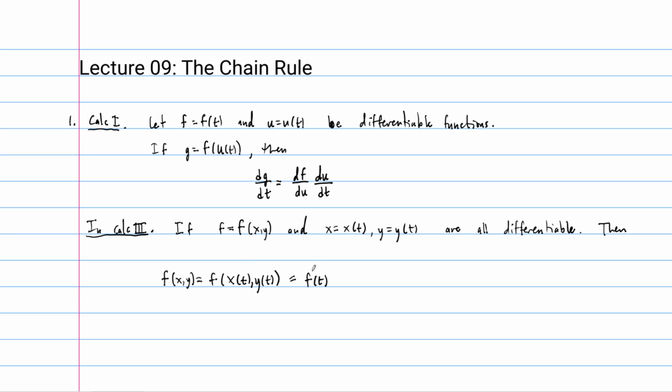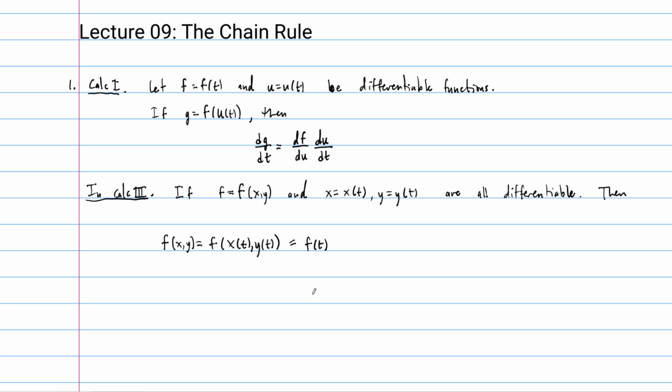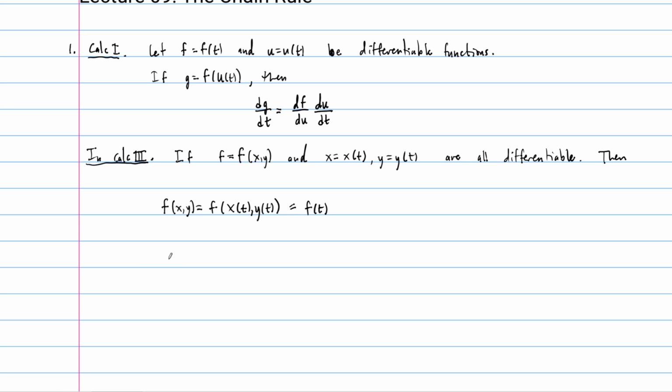However, I shouldn't have said a Calc 1 function. It's a function of one variable, but it is different, right? Because it itself comes from a function of two variables where each of those are parameterized by a single variable t. So the point is that this should have a derivative, right? We should be able to take the derivative of this since all of the parts are differentiable, and we can do it, right? So this is a function of t, and here's the derivative then.